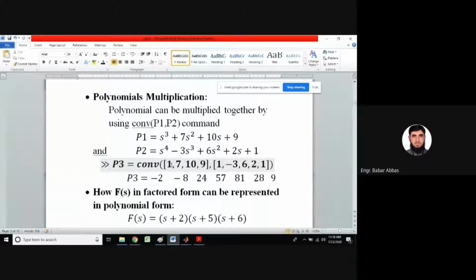The coefficient of the polynomial P1, 1, 7, 10, 9, the right square bracket, and here the coefficient of the polynomial P2 in square brackets followed by the right parenthesis. So CONV convolution is used for the multiplication of the two polynomials. So let me execute the program by copying the program. Control C and Control V here in the command prompt.